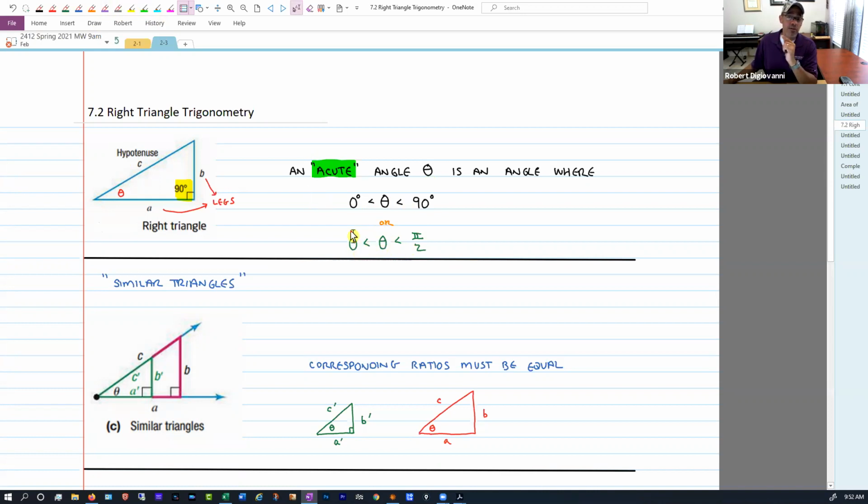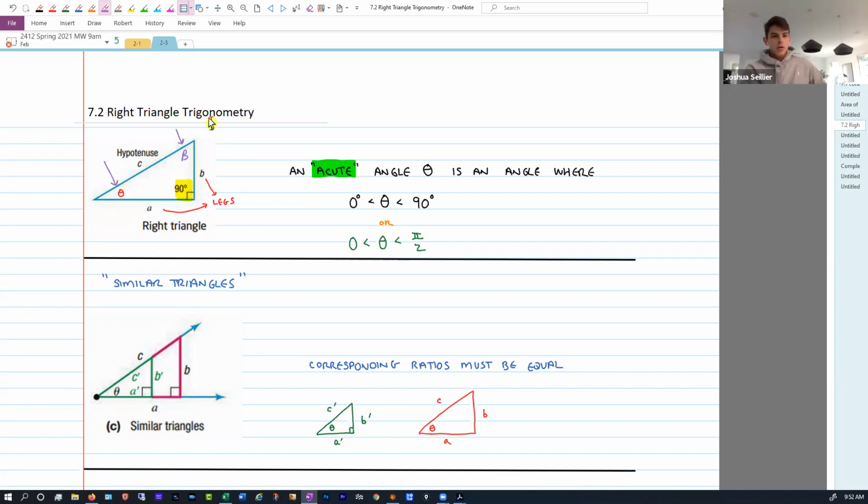Anytime that you have a right triangle, do you all agree that the angle here, theta, and if I put another angle in here, let's call it beta, both of those angles must be acute angles? Why? Because the sum of the angles of a triangle has to equal 180 degrees. So if they weren't acute, then it wouldn't be a triangle.